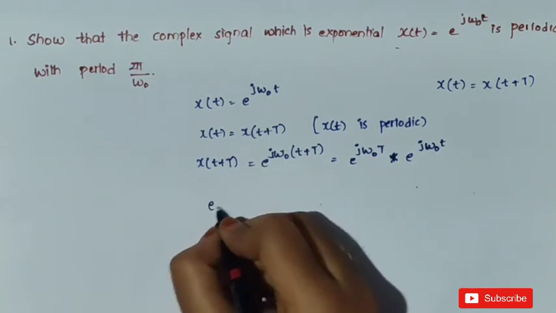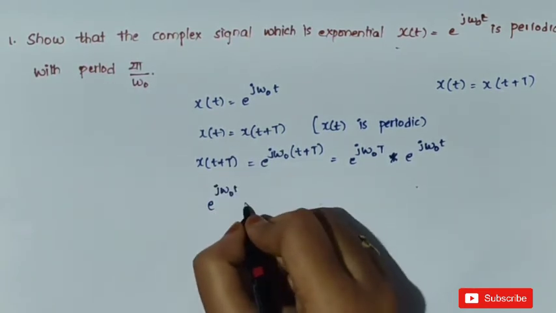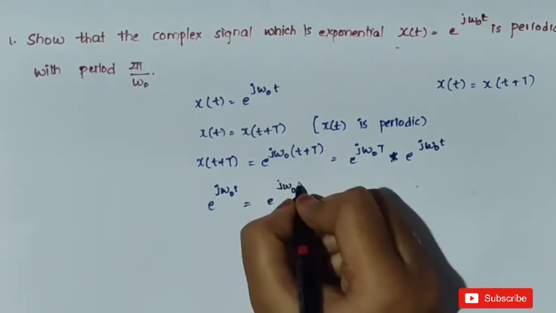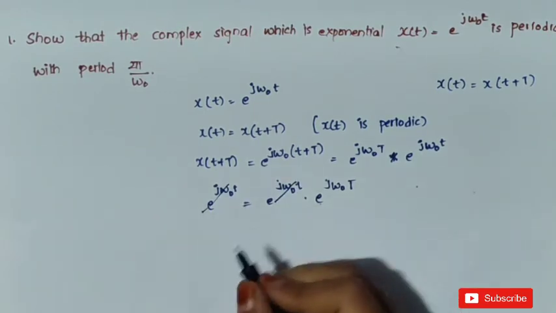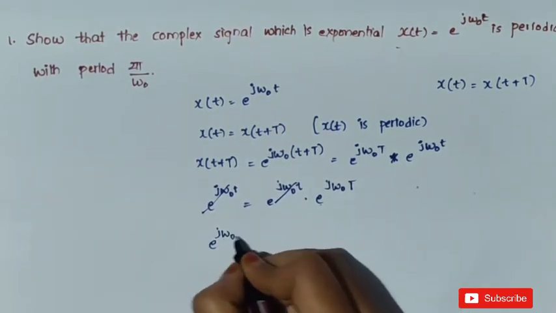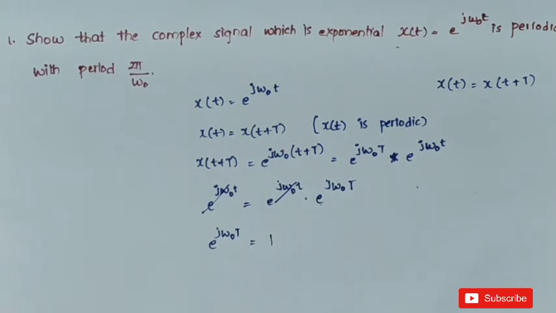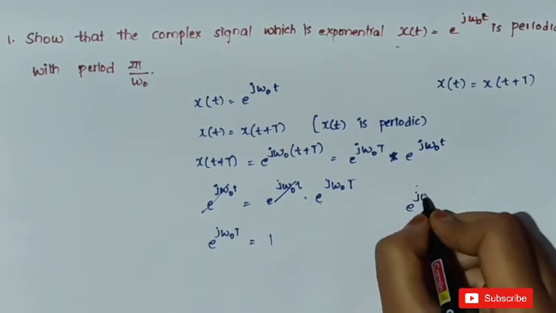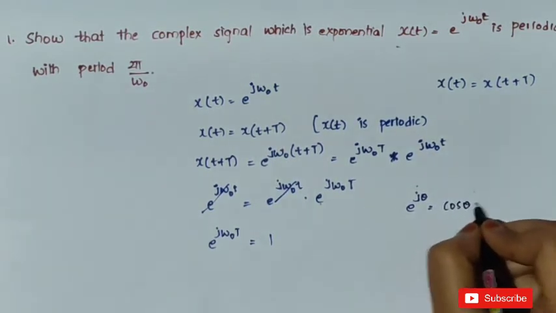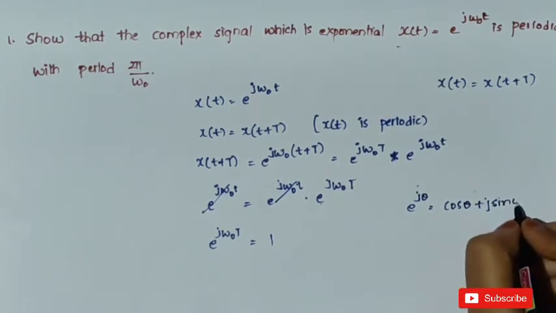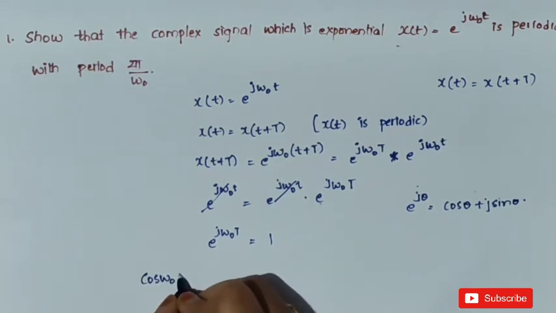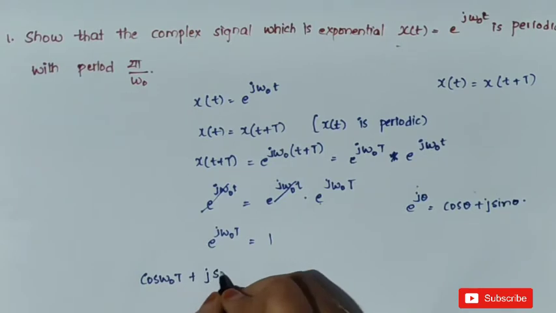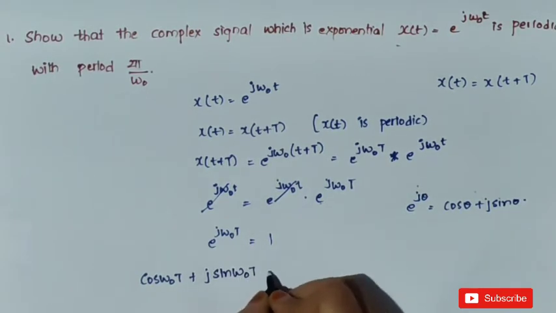We know that x of t is equal to x of t plus capital T. So substitute these values. e power j omega naught t is equal to e power j omega naught t into e power j omega naught capital T. These two get cancelled, so e power j omega naught capital T is equal to 1. The value is equal to 1 when e power j theta is nothing but cos theta plus j sin theta. So from this equation we can write cos omega naught T plus j sin omega naught T is equal to 1.